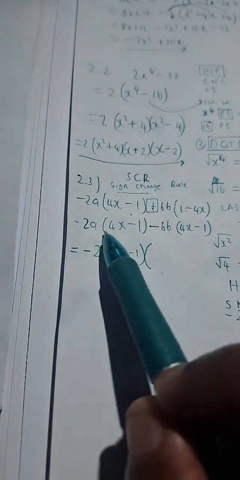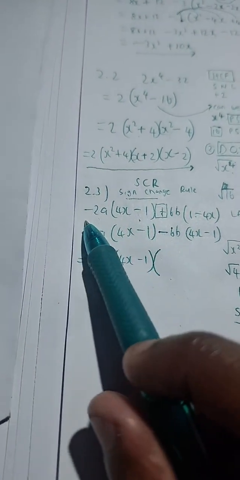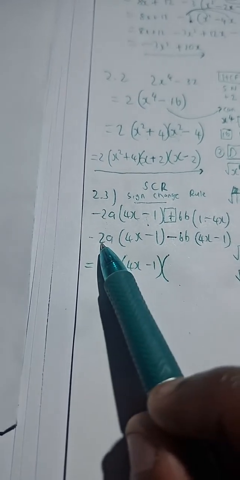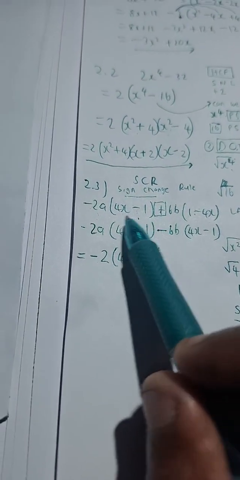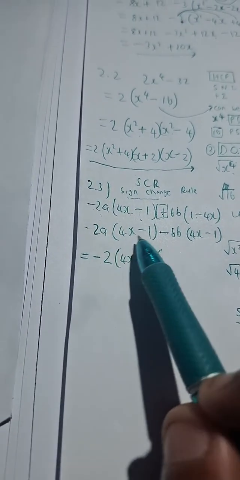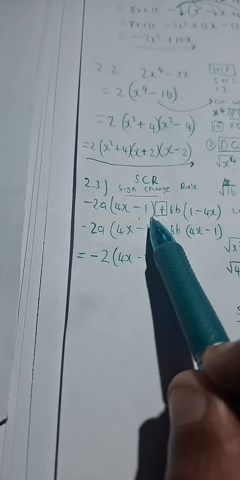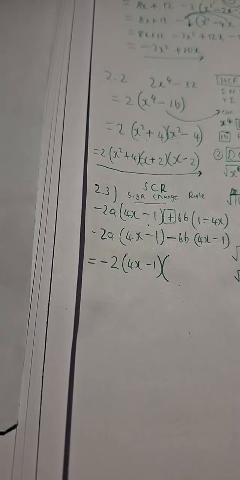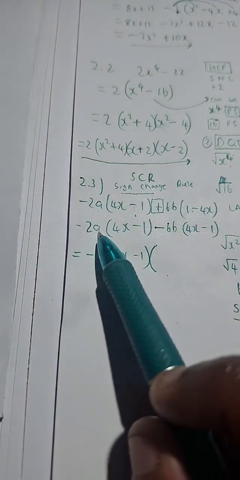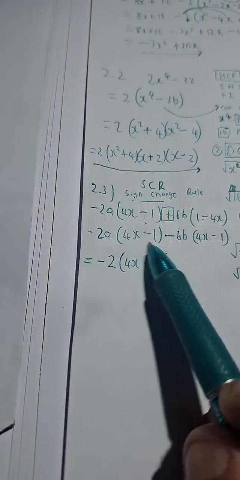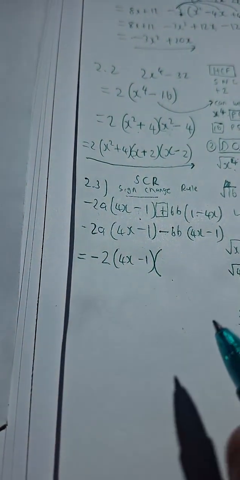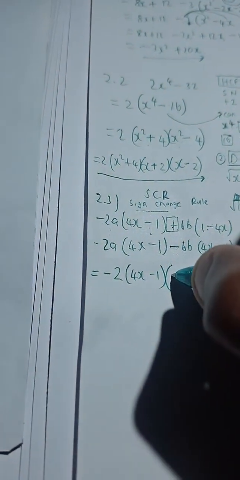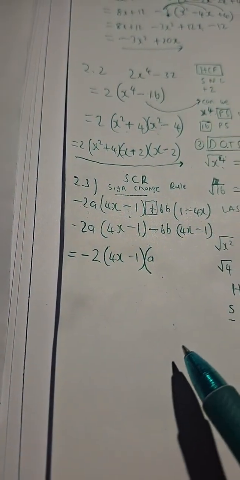So what is left behind on the left-hand side of my term? What is left behind, guys? Let's look at the left first before we go to everything. My left term is negative 2a into 4x minus 1. So what is left behind on my left? Thank you, user 648. Thank you, Jeremiah. We are left behind with a on the left.